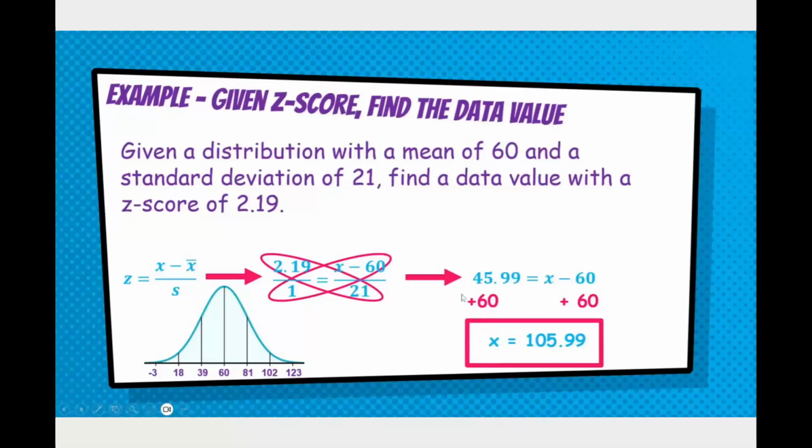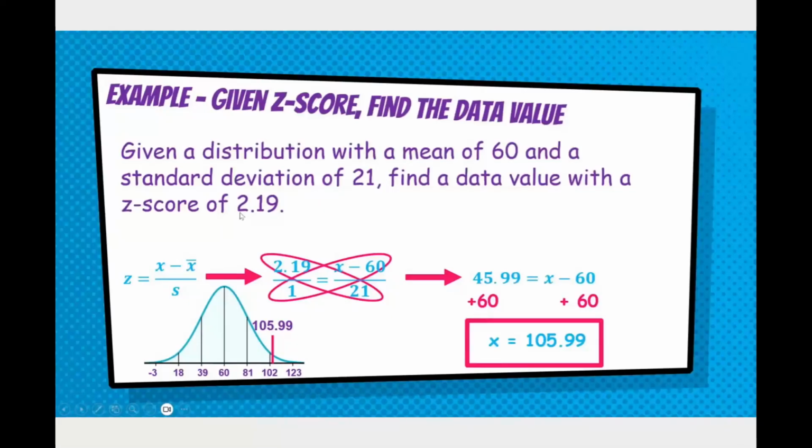Here's my graph. It comes up later. Okay, so if this is my graph, here's 60 labeled in the middle for my mean. For my standard deviation, I'm counting up 21 on the right and subtracting 21 on the left. Where would 105.99 fall? That would be right about here, right? If that's 102 and the next, 3 standard deviations, is 123, 105.99 would fall slightly above 2.